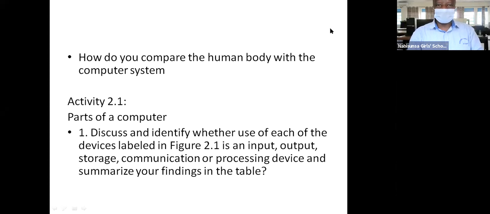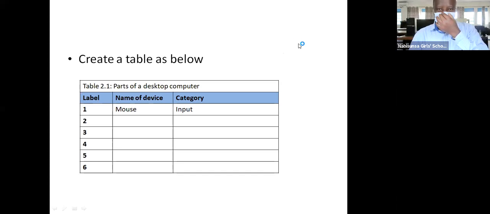All right, so activity 201, if you have the ICT prototype, that is the first activity you have, but if you don't have, I got it for you here, okay? Activity, parts of a computer. Discuss and identify whether the use of each of the devices labeled in figure 2.1 is an input, output, storage, communication, or processing device, and summarize your findings in the table. The table is down, as you can see it. I gave you an example of mouse and then its category.